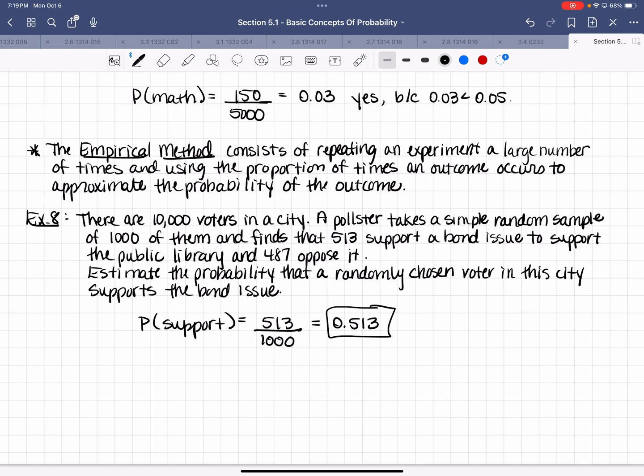So they're predicting that out of the 10,000 people, about 5,000, about 50%, actually 5,130, are going to wind up supporting it because 513 out of 1,000 did. That's all that's saying. They don't tell you this, but that's using the empirical method right there. That's an example of the empirical method. Okay, take a short break.